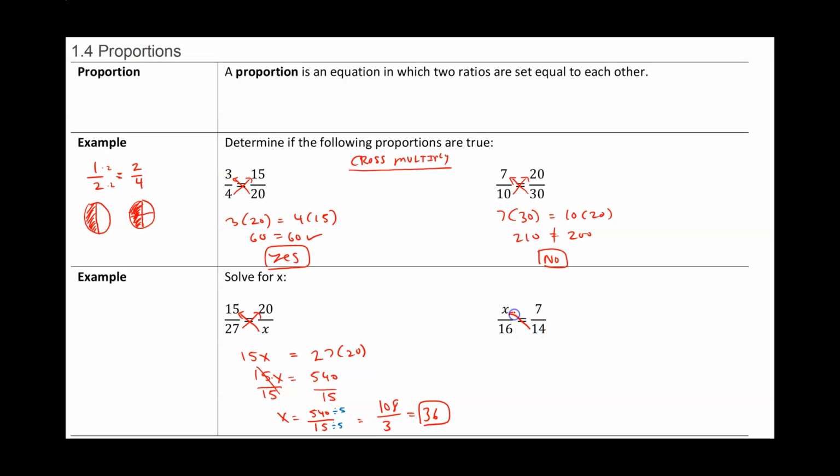Next one, the 14 multiplies to the left, 16 multiplies to the right. So we get 14x equals 16 times 7. If you multiply 16 times 7, it gives you 112. So we get 14x equals 112. Since the x is being multiplied by 14, we divide both sides by 14, and we get the x by itself. Now, if you take the 112 over 14 and you reduce it, you have to think about which number can go into both 112 and 14 at the same time, and that would be 2. So if you simplify this, this gives you 56 over 7 as the answer for x.